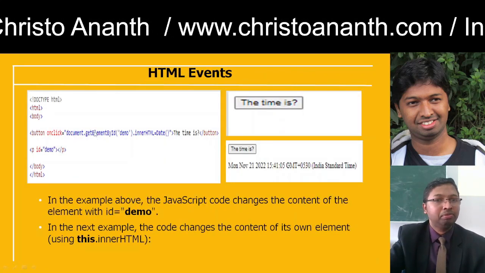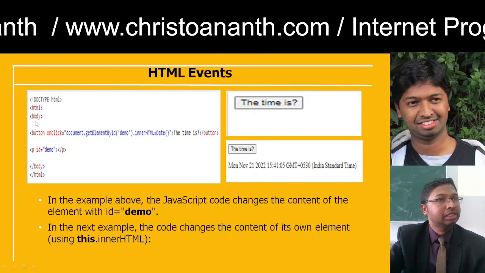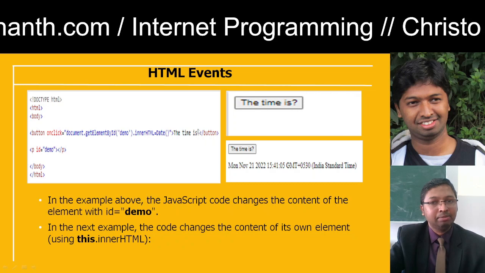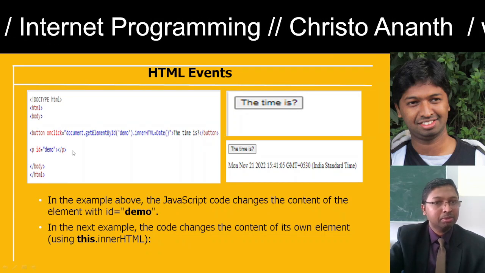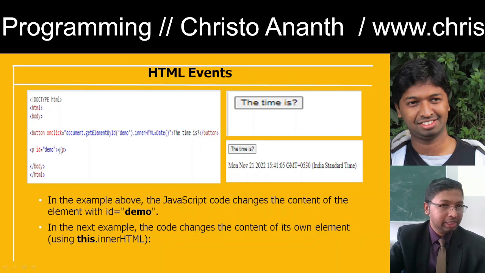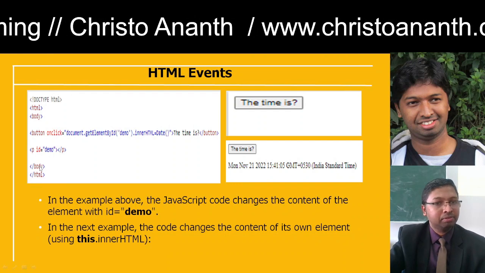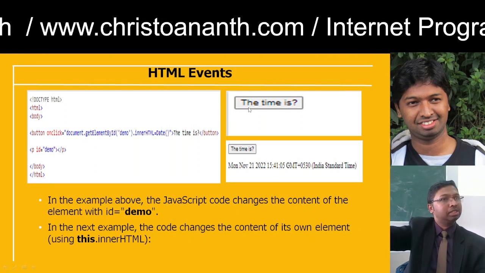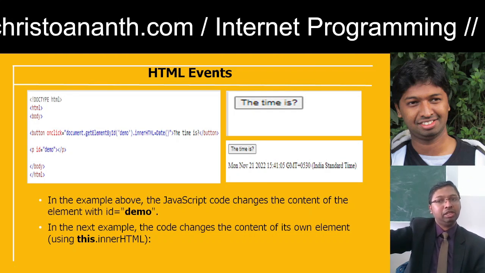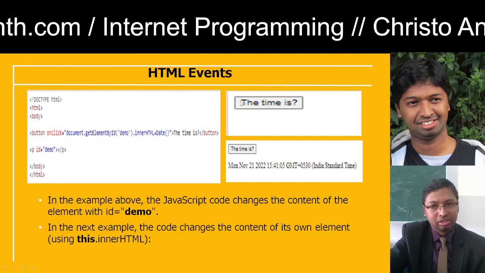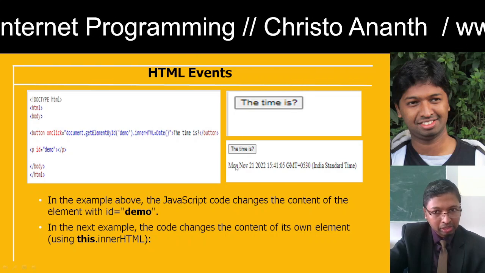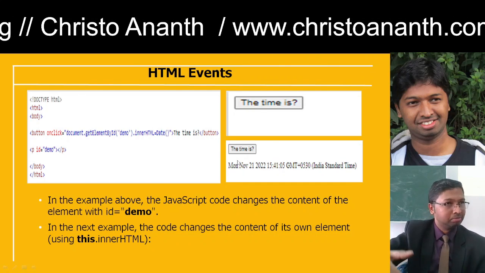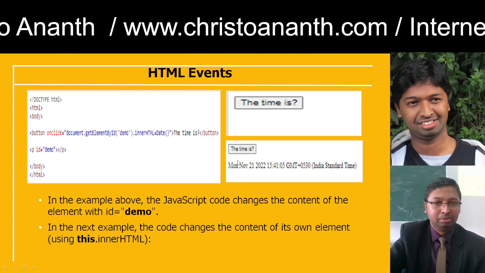If you can see, doctype HTML, body, button onclick, the time is question mark, close the button, then paragraph id demo, close the paragraph, close the body and close the HTML. So if you click on this, it will display the date and time at the bottom. So this is the HTML event.